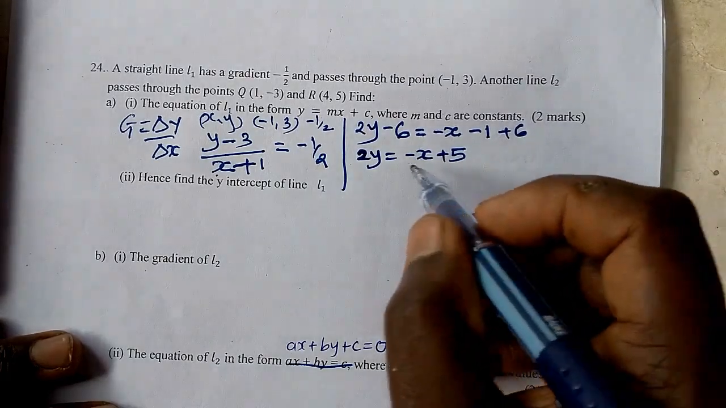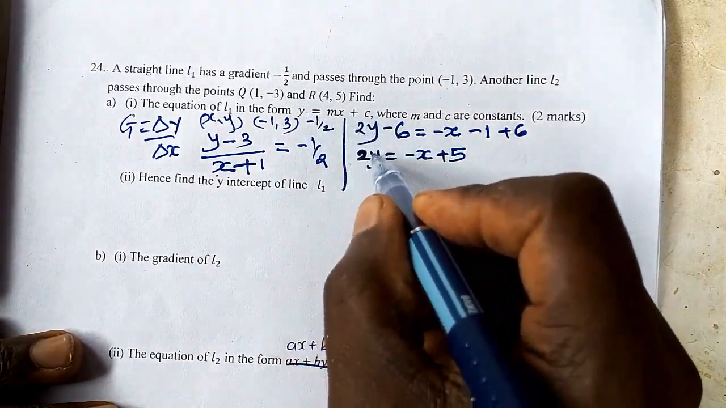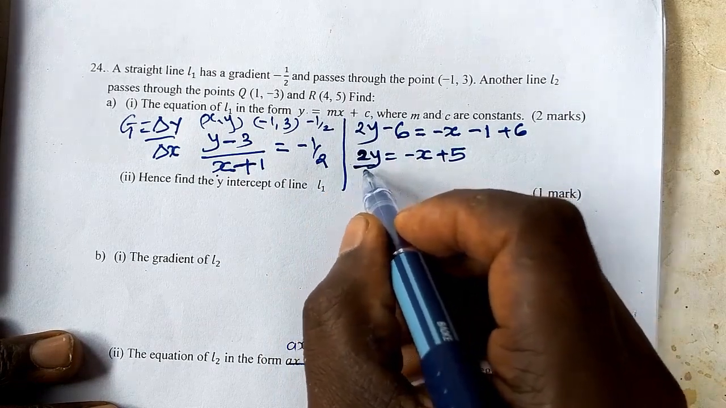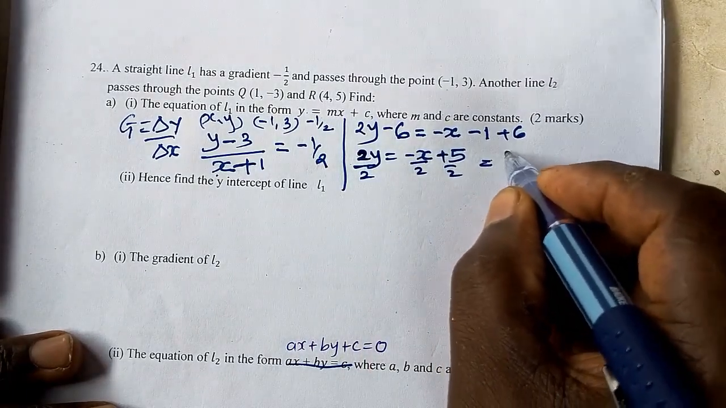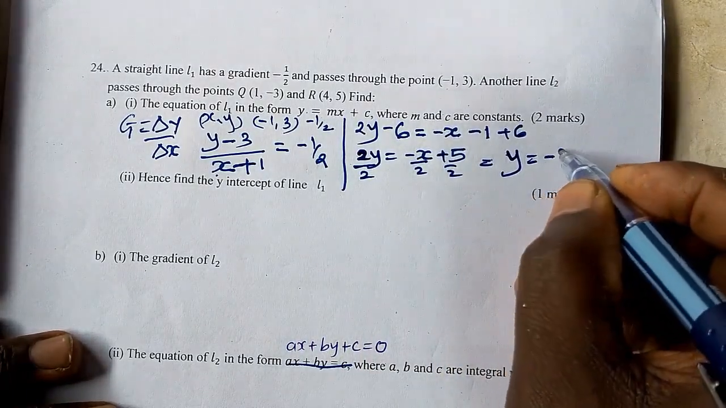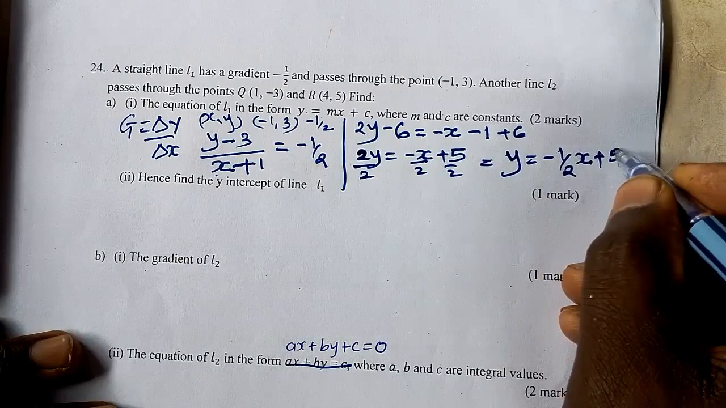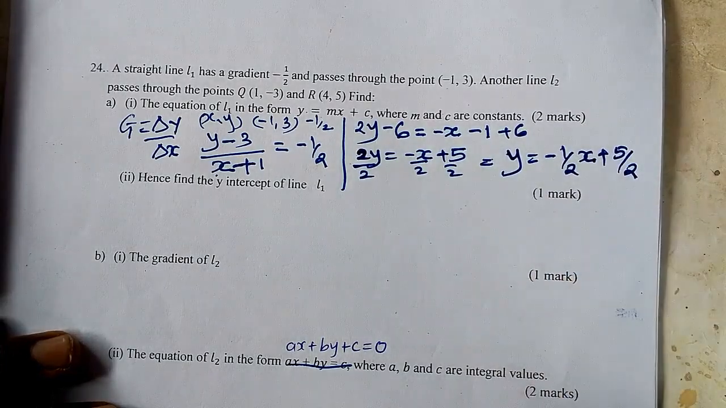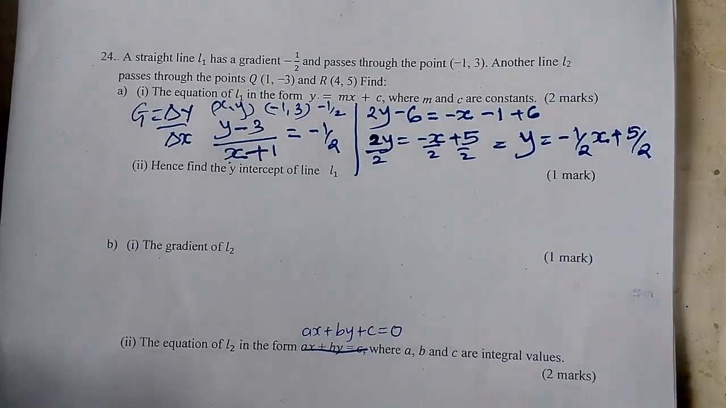Then we were told y is equal to mx. So we want y to remain on the left side, so you divide by 2 every term. Our final equation will be y is equal to -1 over 2 x plus 5 over 2. That is the final equation of line 1.